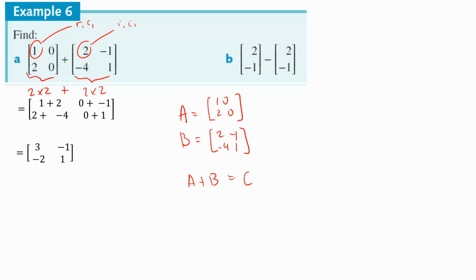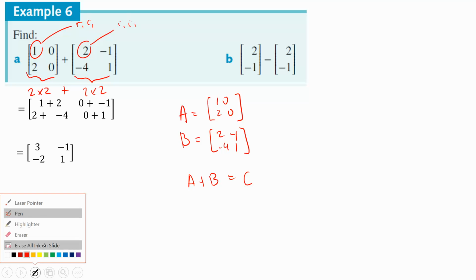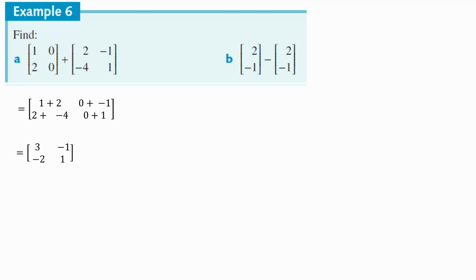Okay, let's try the next one. What about B? If I want to solve for B now, let's look at the matrix. You always have to look at the dimensions first. So what kind of dimensions do I have here, Yasmin? What kind of matrix is this? How many rows? 2. I got 2 rows. How many columns? 1. So it's a 2 by 1 matrix.